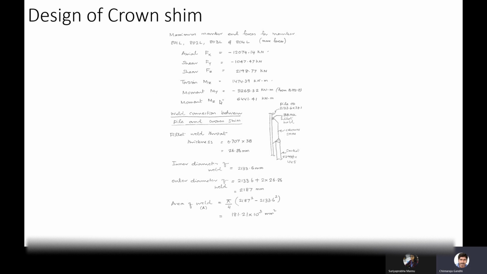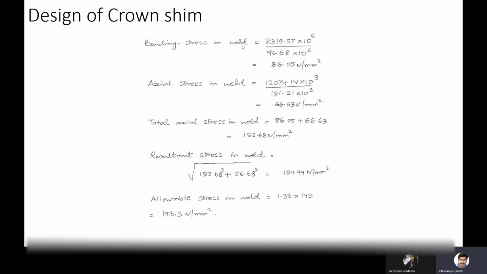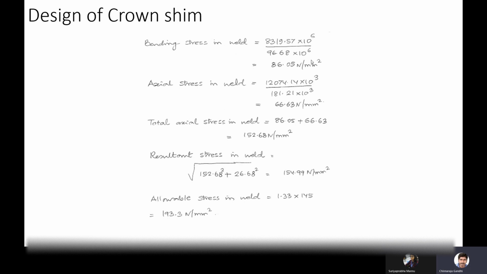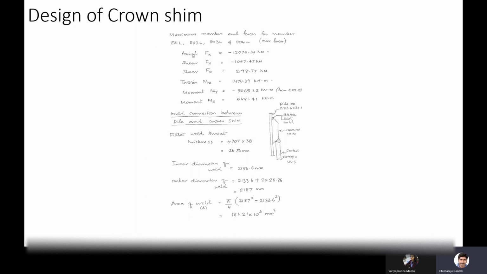Now we have to go for the calculation of the moment. In the same way we calculate the resultant moment: this 5265.32 plus this one, we calculate the resultant moment. From the resultant moment, we have to calculate the bending stress by dividing by Z. We know that 96.68 is the ZX that we calculated. See, this is the ZX. If you divide the moment by that, you will get the bending stress here. And of course, there will be one more component, the axial stress.